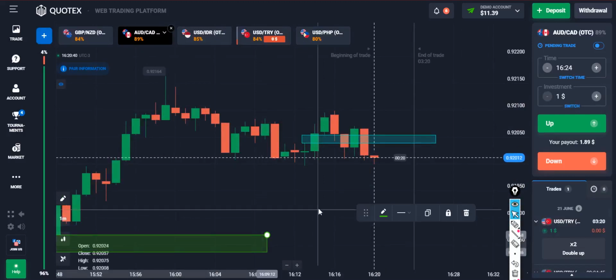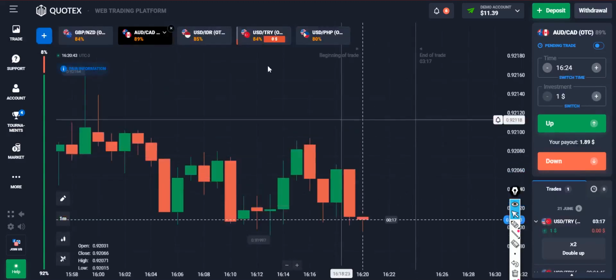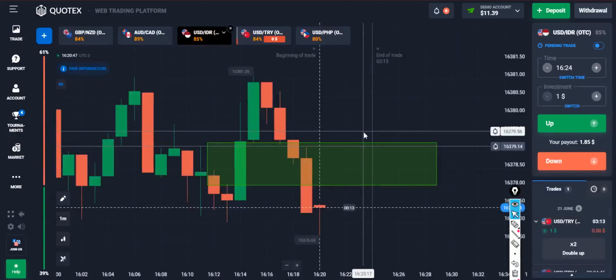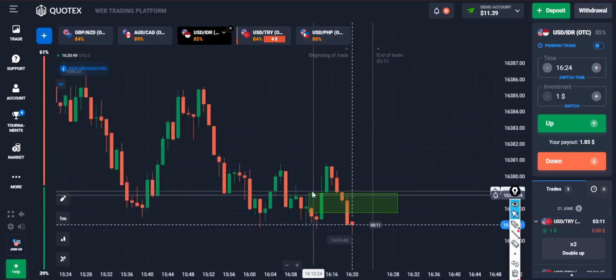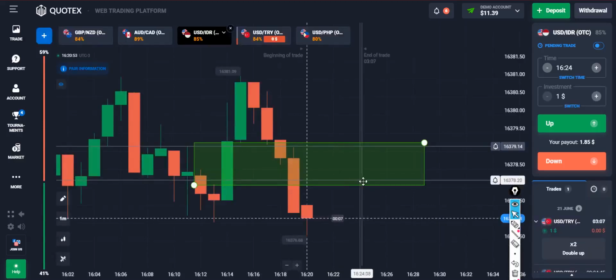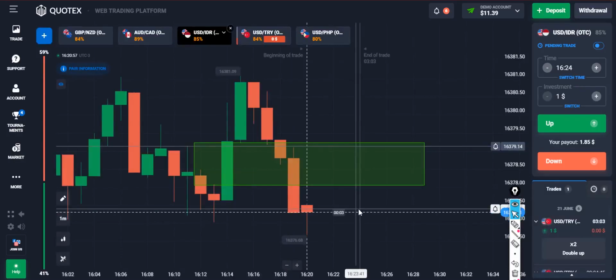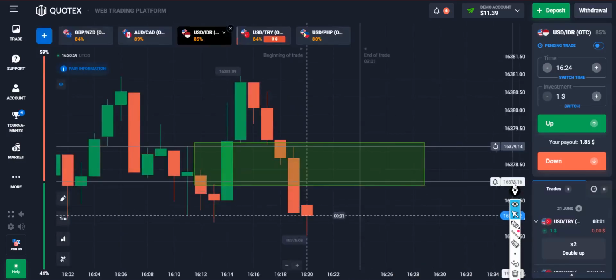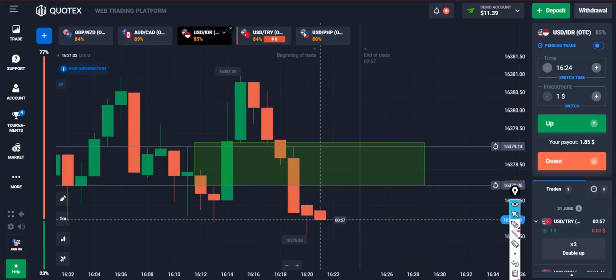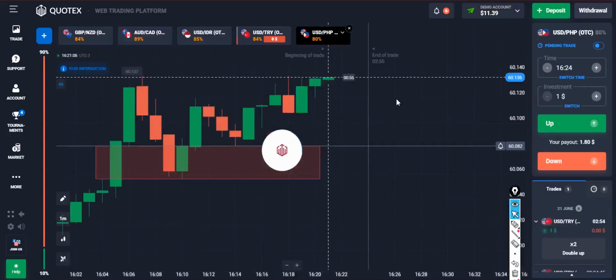Okay. So the market has broken this area and this area. So the market is in a downtrend. So if the market comes to this area and creates a red candle, then we're gonna go for down. Let's see. Let's extend the time period of this video to 10 minutes. It will be a bit lengthier.